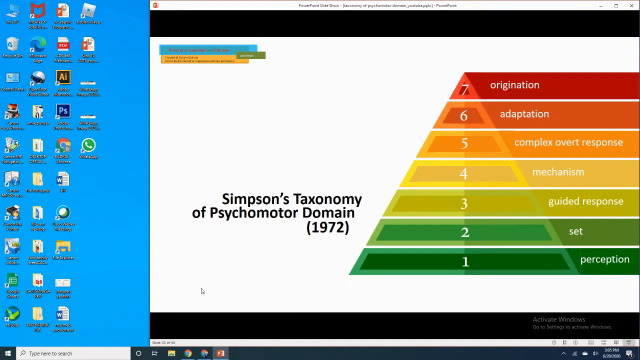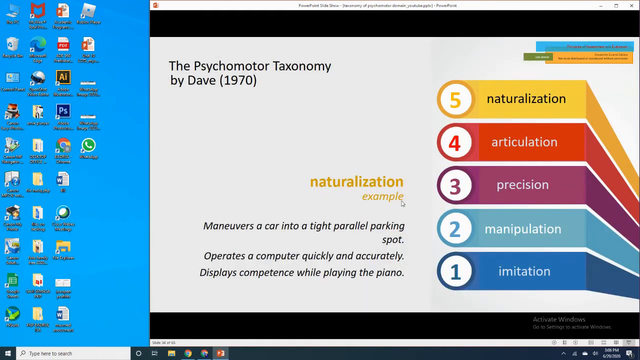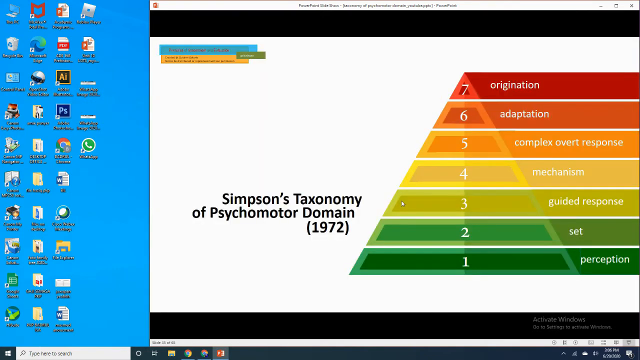So the second taxonomy that we are going to look at is Simpson's Taxonomy of Psychomotor Objectives. This was introduced by Elizabeth Simpson in 1972. Now, this taxonomy looks a bit more complex because if Dave had 5 stages, then Simpson has 7 stages. So it has an additional 2 stages in comparison to Dave's. When you are teaching learners who are novice, then the best taxonomy to use is perhaps Simpson's taxonomy.